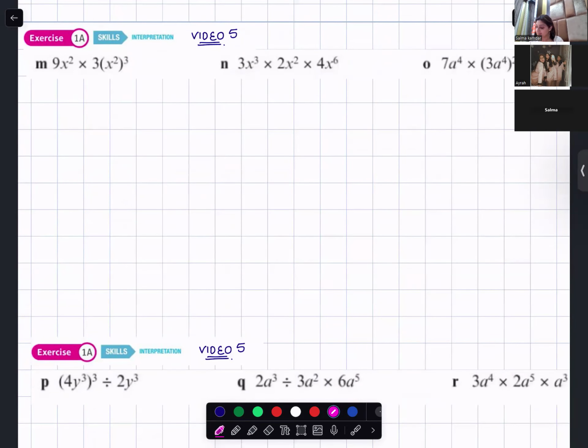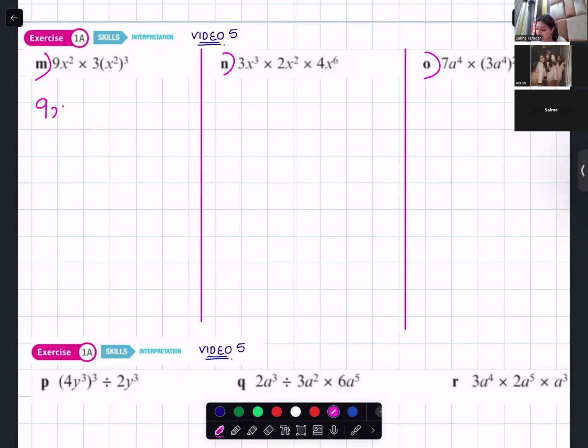Now let's do the next one, MNO. Variables separately, constants separately. First, you need to simplify. So this will be 9x square multiplied by. You will apply law of indices over here first. So it is a raised to m raised to n. So this becomes 3x, it will be a raised to mn. So it will be 3x^6. 3 into 2 is 6.